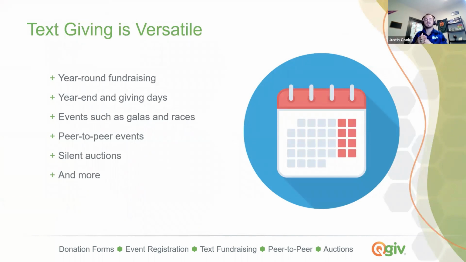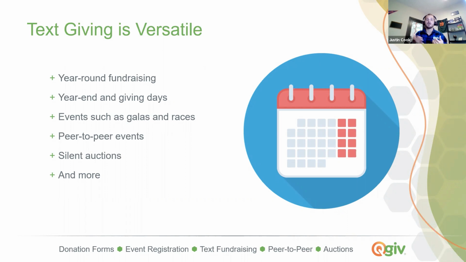Another reason text giving is so versatile, it's insane. I mean, you can use it for your year-round fundraising campaigns to send out outbound messages to encourage donors to give to your organization. You can use it during your year-end campaigns. You can also use it during your Giving Tuesday campaigns or any other giving days that you have coming up. You can use it during events such as galas and races to encourage donors on site to give to your organization, whether you're hosting a hybrid event, or if you're doing an all virtual event.